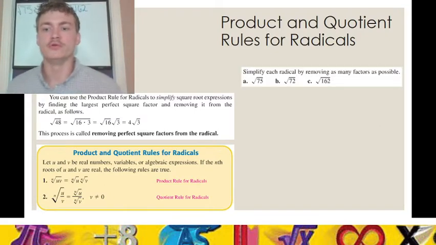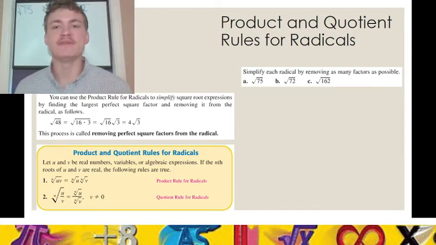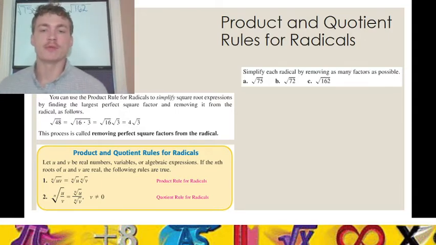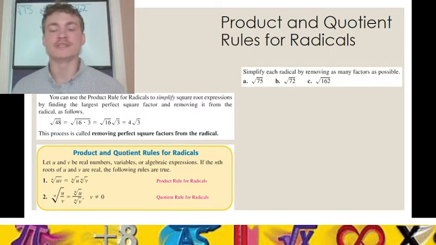Here we will look to simplify the following radicals by removing as many factors as possible. For parts A, B, and C, our radicands are 75, 72, and 162, taking the square root of each of these 3 numbers. First question is, are these perfect square numbers? Are they perfect square values? In other words, can you square an integer to get 75, 72, or 162? Let's think about that.